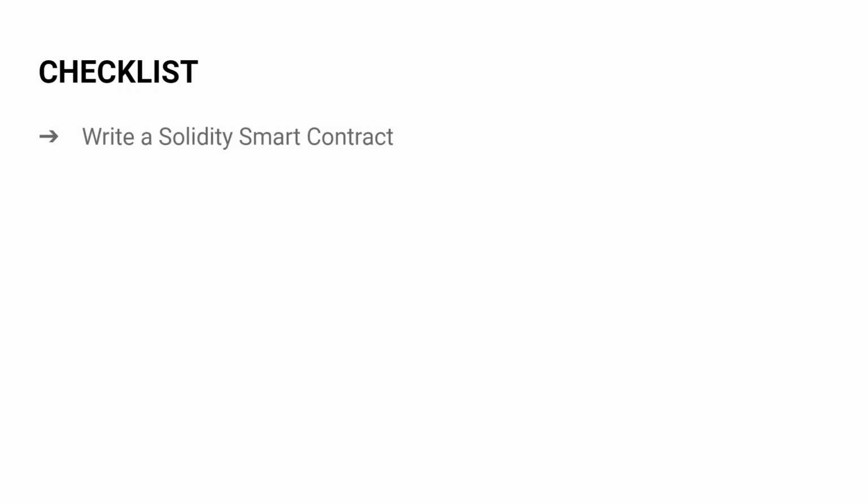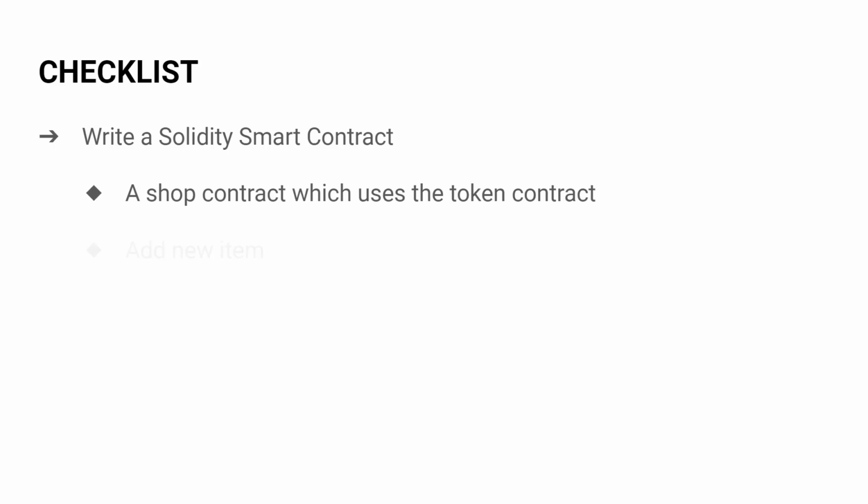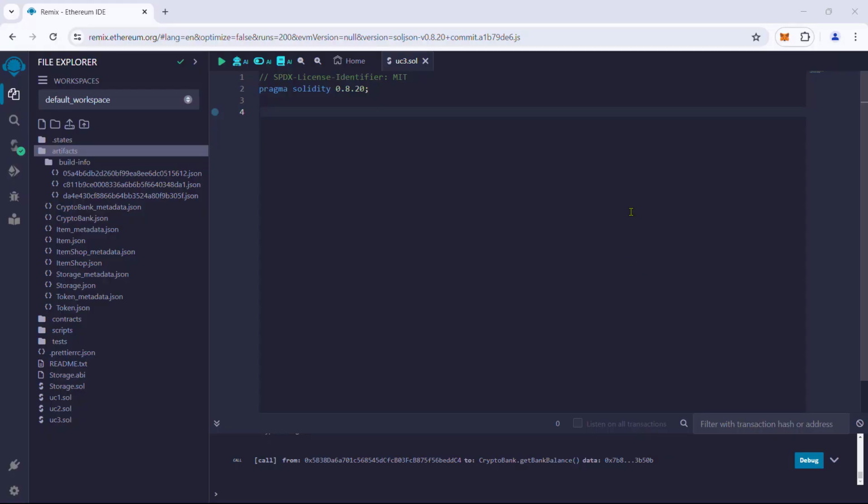Then we'll also create another contract, a shop contract, which will use the token contract to represent the items in the shop. We'll be able to add a new item and buy that particular item from the shop. Okay, so we have created a new file named uc.sol and have the base template ready. First, let us create the token contract.